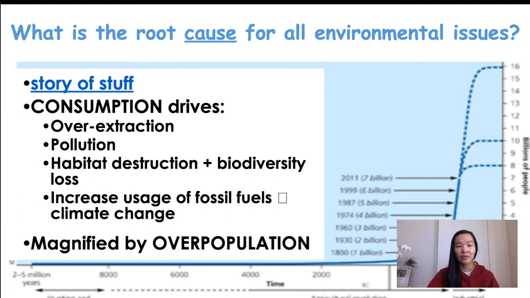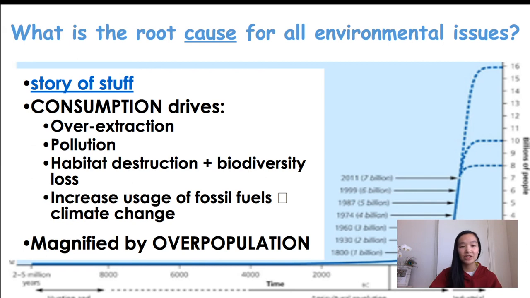And all these problems, they really get magnified by overpopulation. And I really want you to focus on the word magnified. The idea is that if you have unhealthy consumption habits, or you're consuming excessively, and you have more people that are also consuming excessively, then it just sort of makes the problem increase in scale.